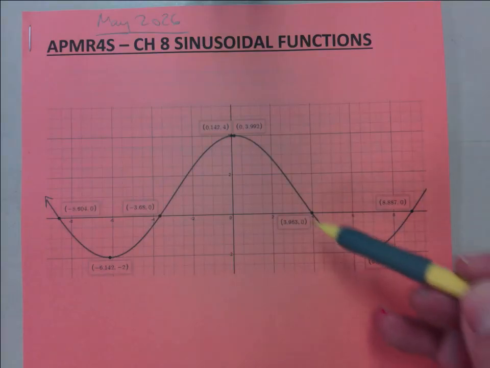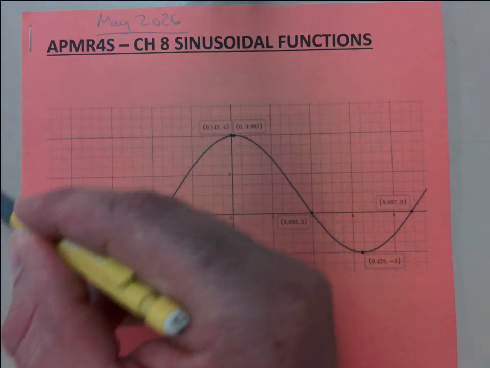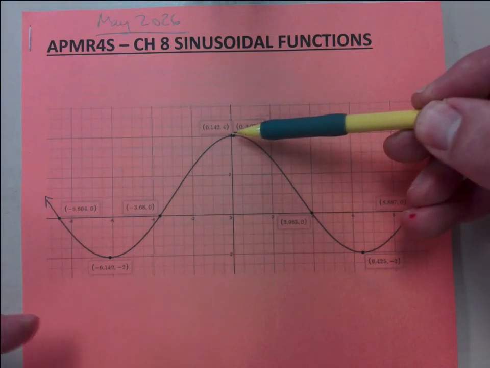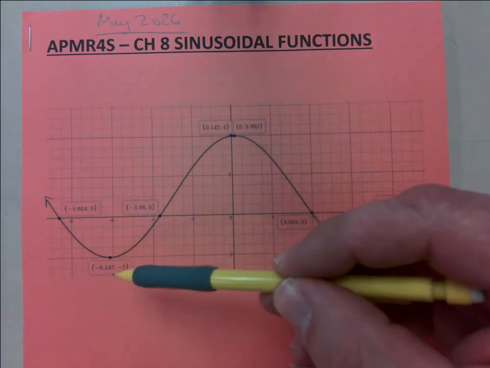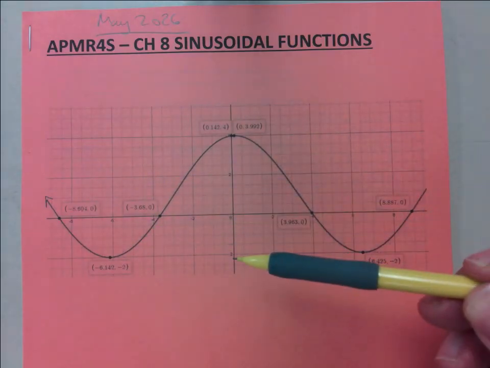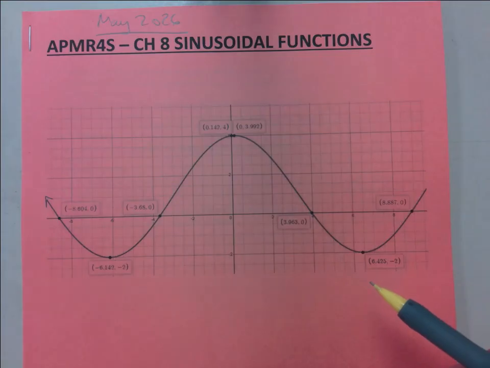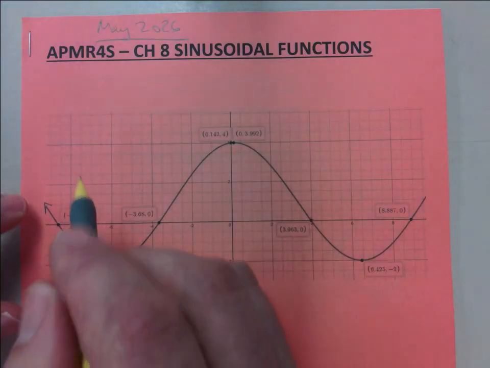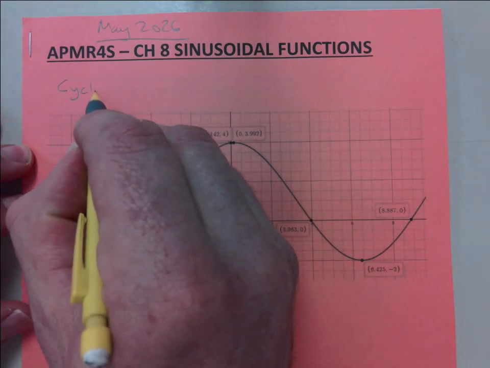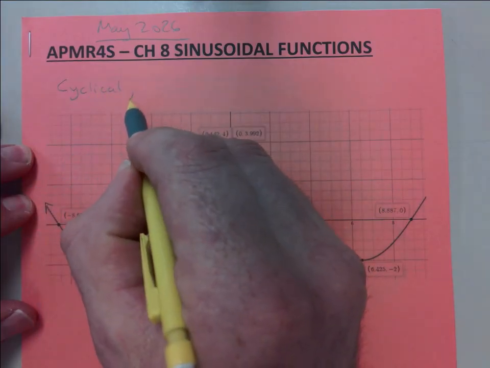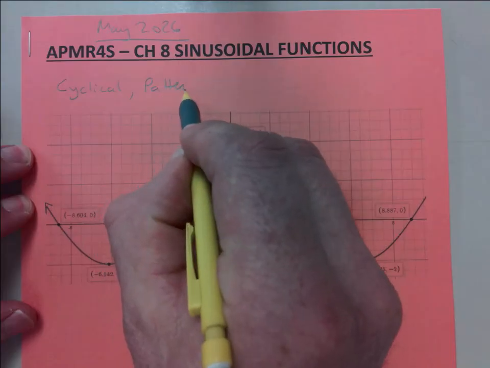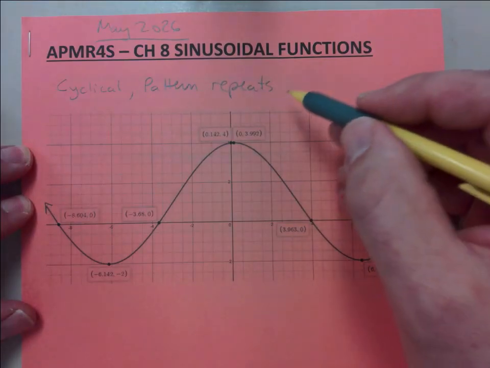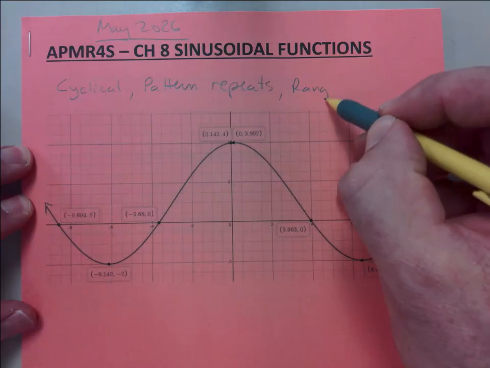If you start here, you go like this, you go like this, it's going to continue, right? The same pattern. I'm going to be contained. There's a restriction at the top and there's a restriction at the bottom, so you stay within that. It doesn't change, okay? It's cyclical, it repeats, and that's why sinusoidal functions are special, okay? So they're cyclical, the pattern repeats, the range is always restricted.